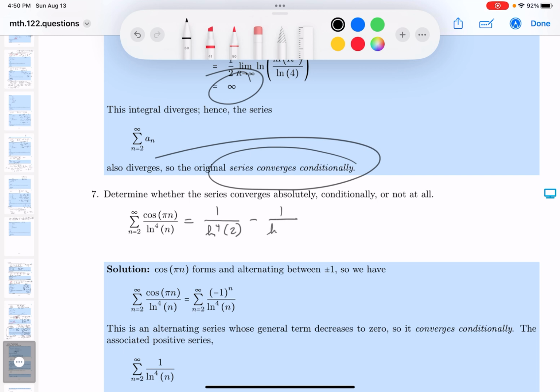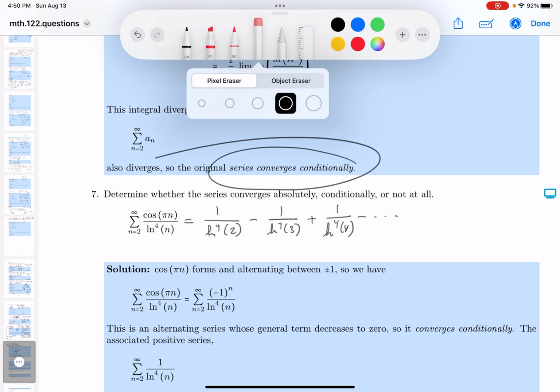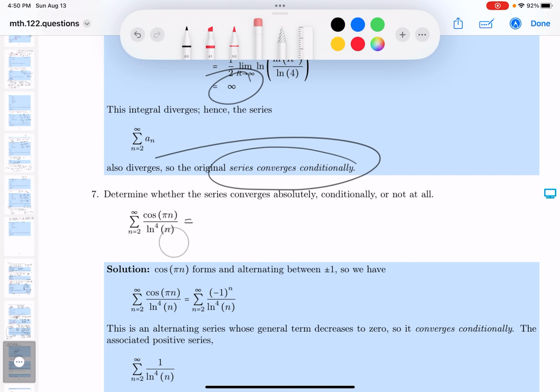1 over ln, fourth power of 3. Then you go to 4. We're back to positive. And I think at this point, I'm convinced it's an alternating series. All right, convinced of it. It goes plus, minus, plus, minus. So I can get my eraser out, and I'm going to write it with that cosine, because that caused me to pause for a second.